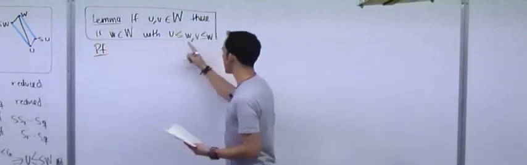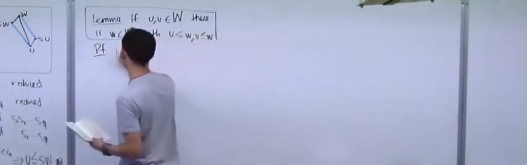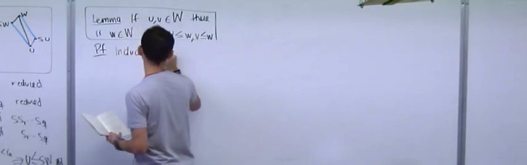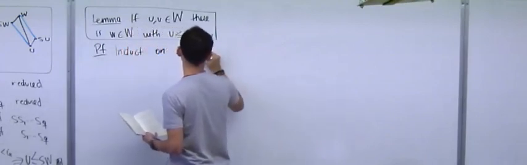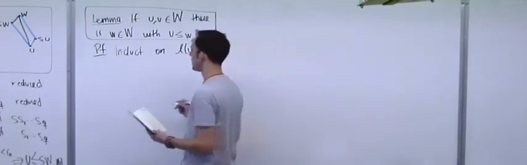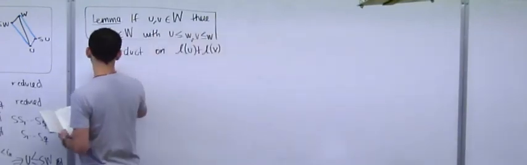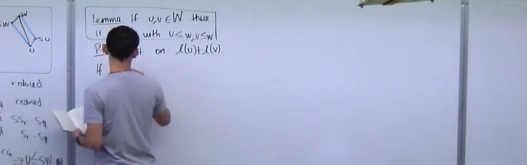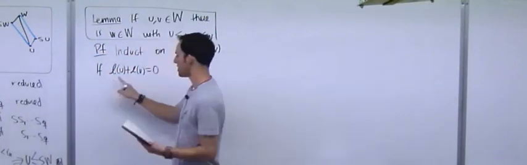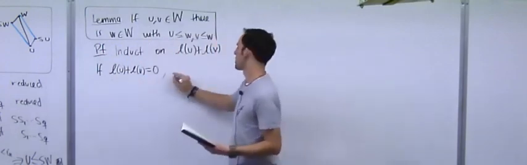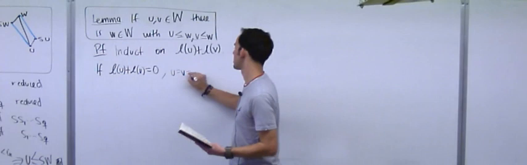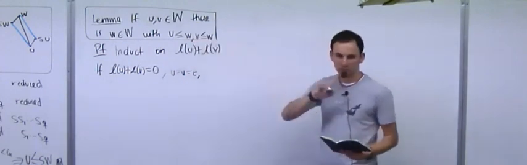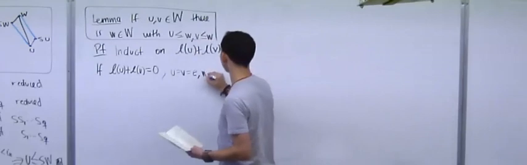And the way I'm going to prove it is by induction from the top to the bottom, from the bottom to the top, I'm sorry. So let's induct on the length of u plus the length of v. Okay. So if the length of u plus the length of v is 0, well, that means that they both have length 0. So they're both the identity. And then you can just take w to be the identity. So there's nothing to say there, really.